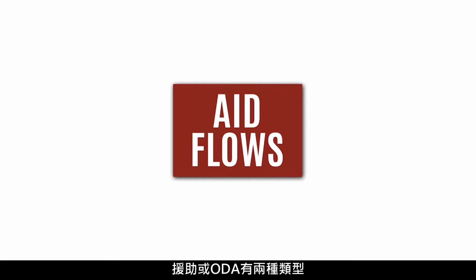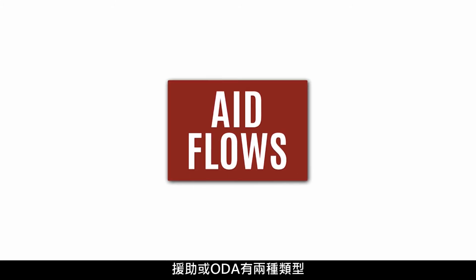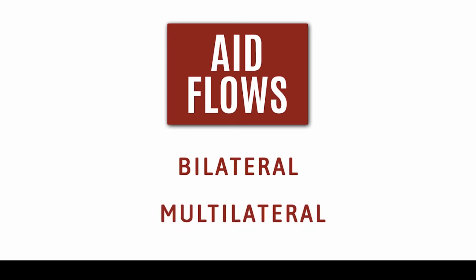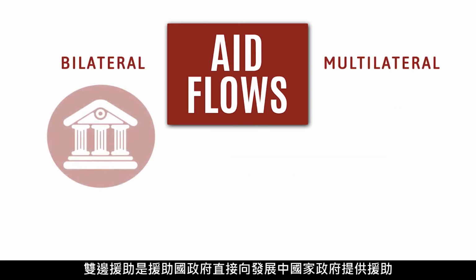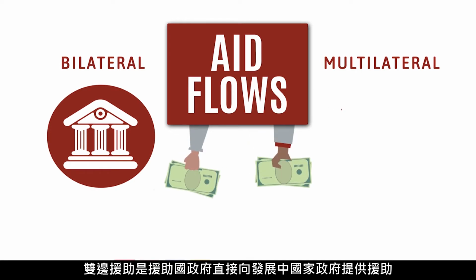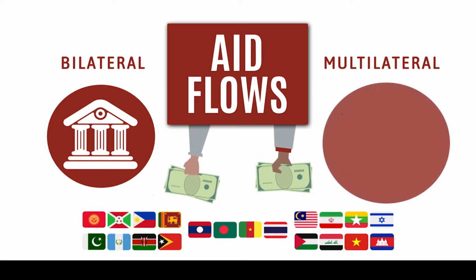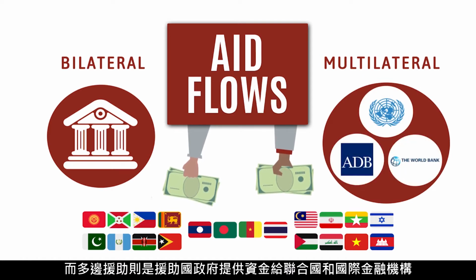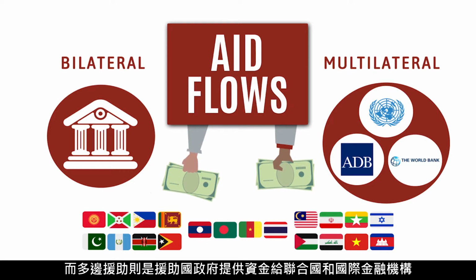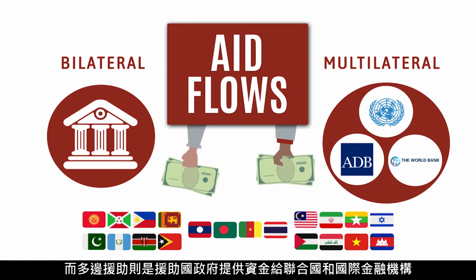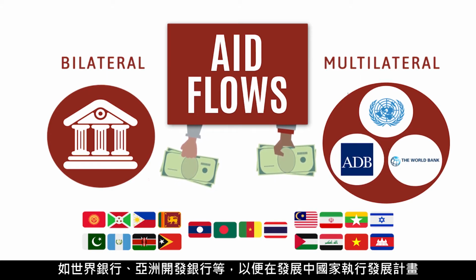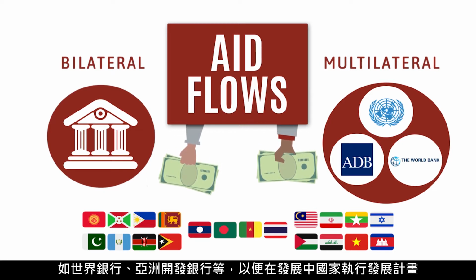There are two types of aid or ODA flows. One is bilateral aid, and second is multilateral aid. Bilateral aid is the assistance given by a donor government directly to a developing country government. Meanwhile, multilateral aid is the assistance provided by donor governments to organizations like the United Nations and international finance institutions such as the World Bank and Asian Development Bank. They, in turn, implement development programs in developing countries.